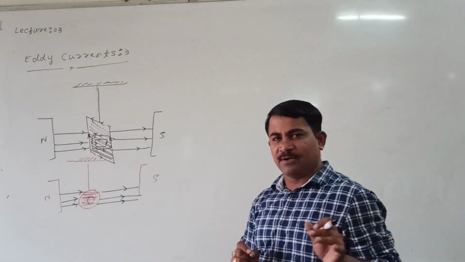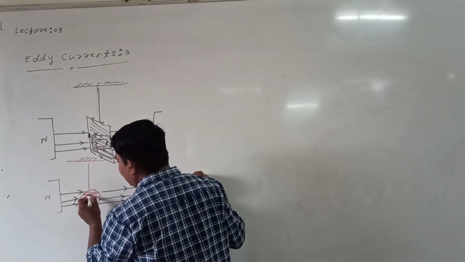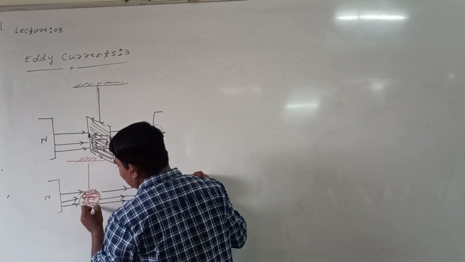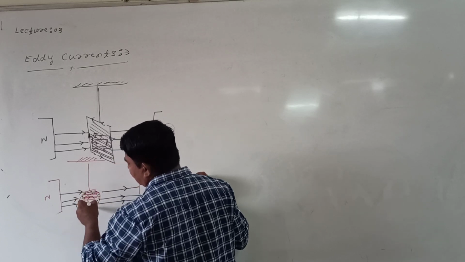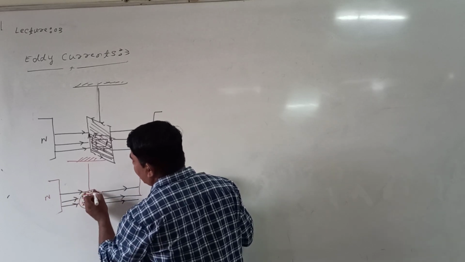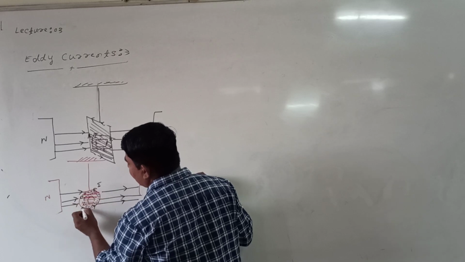Not only one electron. The second electron, how is it moving? It is moving like this way, like this way. So that electron moving like this, electron moving like this. What is the direction of current here? The direction of current must be this way. This is the direction of the current.